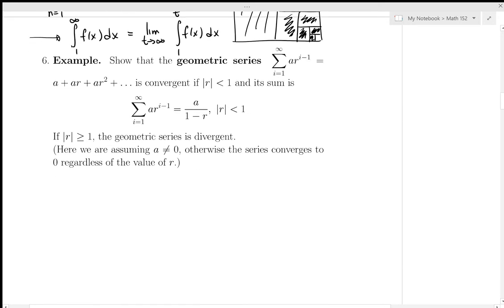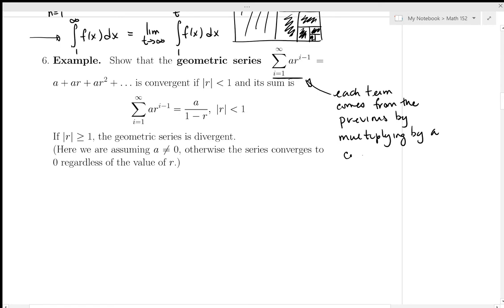Okay, here's a series that you're likely familiar with, the geometric series, and there's a statement of what the geometric series is. You'll notice that there's a constant there, a, and that each term is obtained from the previous one by multiplying by a common ratio, r. So let us just notice that here. Each term comes from the previous by multiplying by a common ratio r.